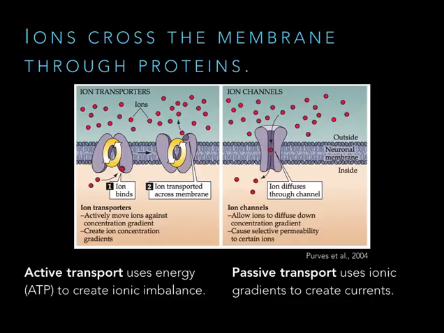For example, potassium leaks out of the neuron. This doesn't cost anything. This is free. Leak channels are open and potassium leaves because there's a whole lot more of it inside than outside.